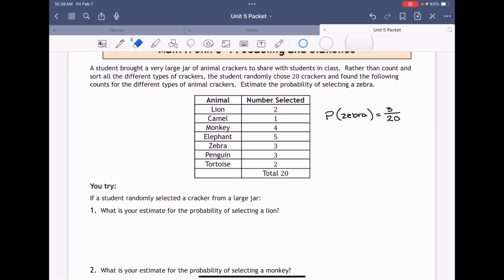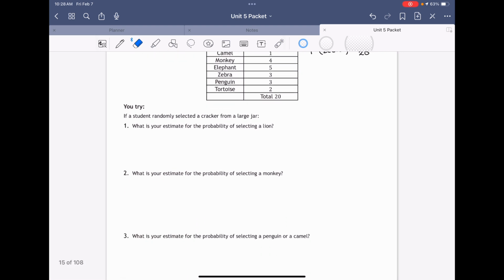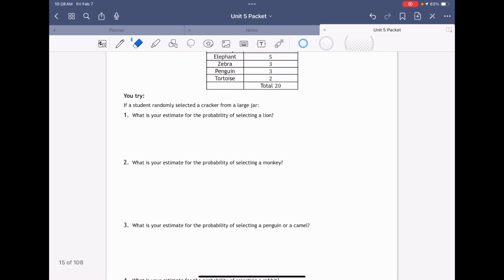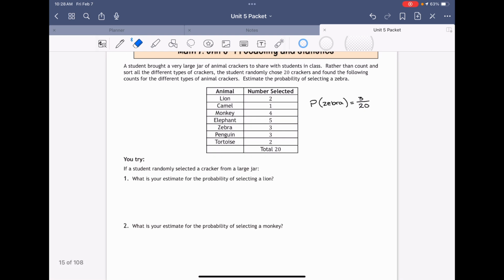Okay, so I'm going to have you try 1, 2, 3, and 4. So this page on your own. So read them carefully, write the whole probability sentence, and also simplify your fraction. So our final answers should be fractions. So please pause the video, try it out. When you're all set, unpause the video and check your work.